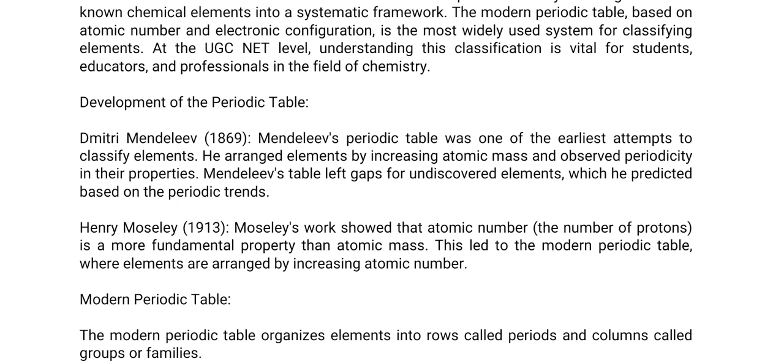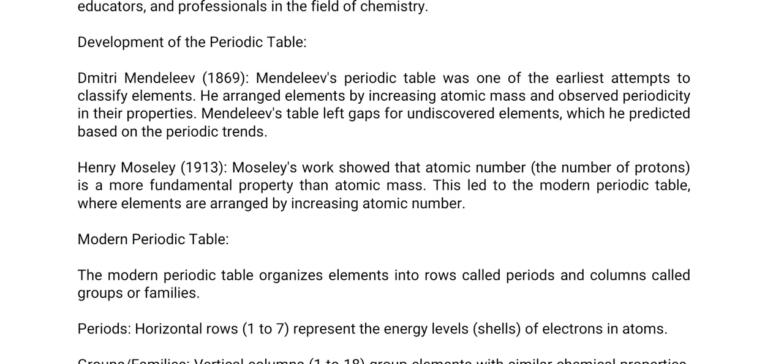Dmitri Mendeleev in 1869. Mendeleev's periodic table was one of the earliest attempts to classify elements. He arranged elements by increasing atomic mass and observed periodicity in their properties. Mendeleev's table left gaps for undiscovered elements, which he predicted based on the periodic trends. That was a very phenomenal work.